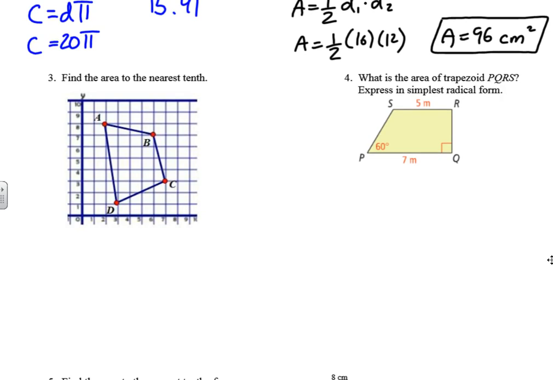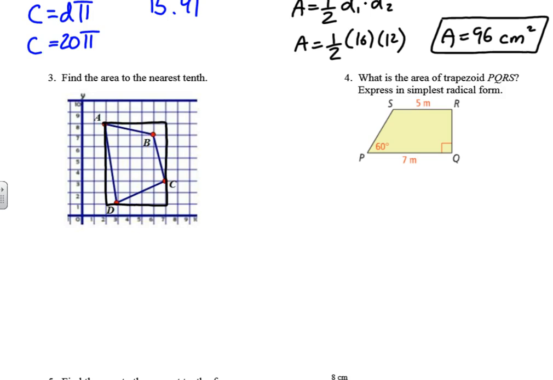Okay, now notice in this question we don't have any vertical or horizontal lines. So one of the techniques that you can do is you can draw a rectangle around this whole thing. And what we can do is we can find the area of this large rectangle, and then we can subtract out the parts that aren't a part of this shape on the inside.